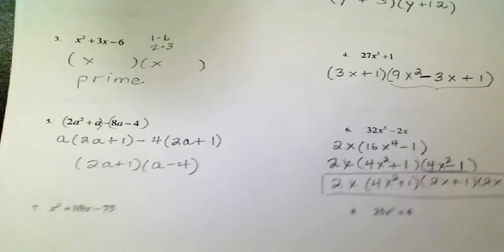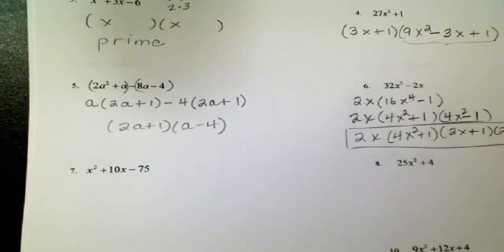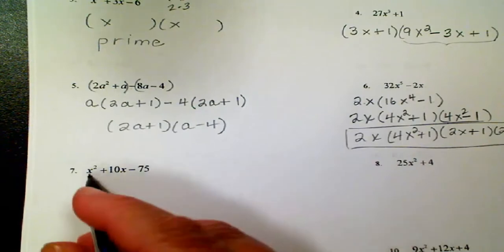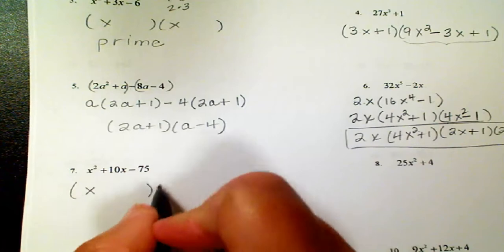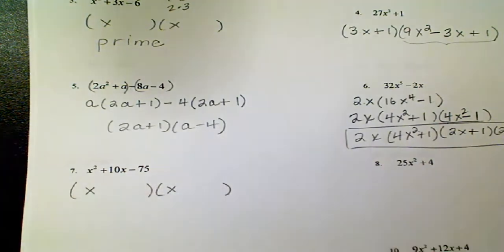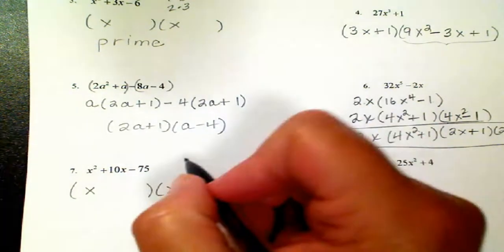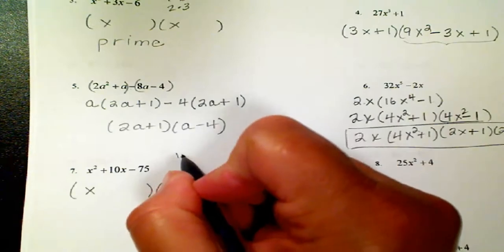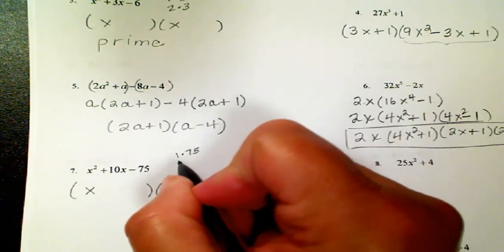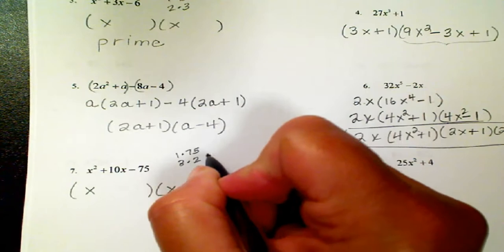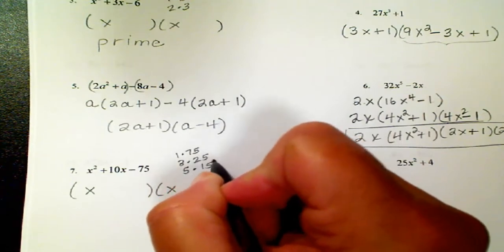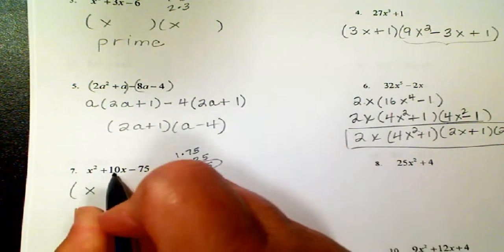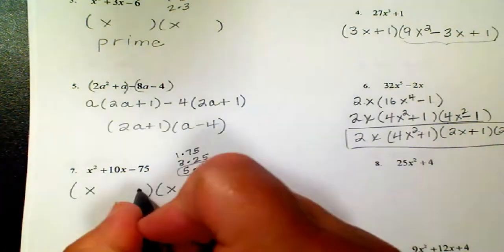Okay, let's go to number 7. GCF? Nope. Trinomial with a leading coefficient of 1. So we're going to do x and x. Okay, so what things multiply to be 75? 1 and 75, 3 and 25, 5 and 15. Okay, we need to somehow get a combination to get 10. So we're going to use 5 and 15.